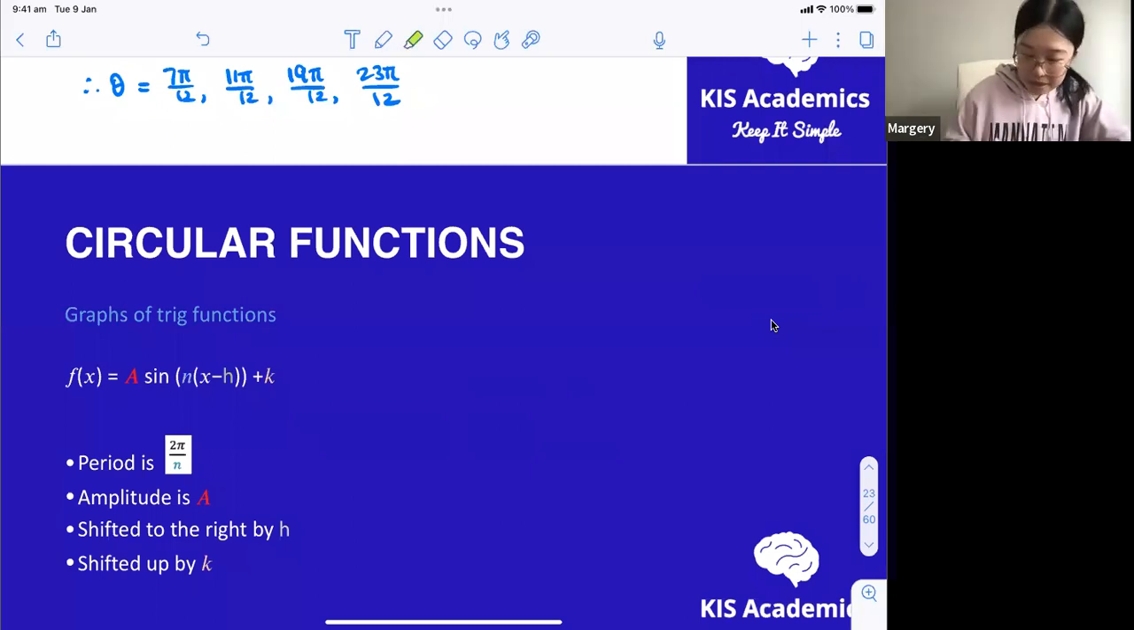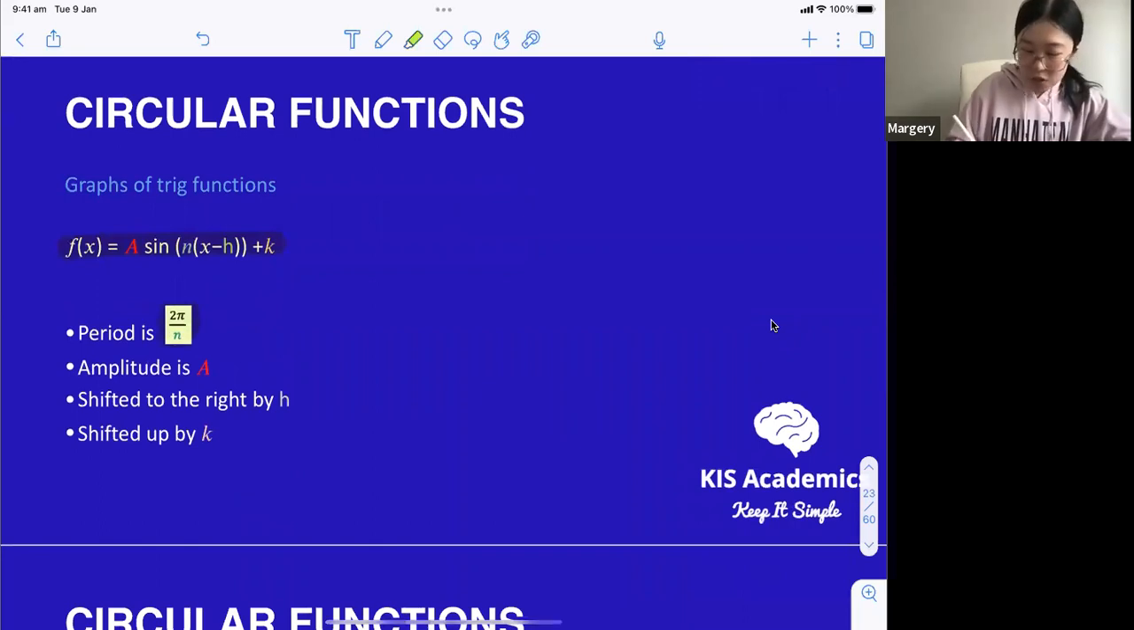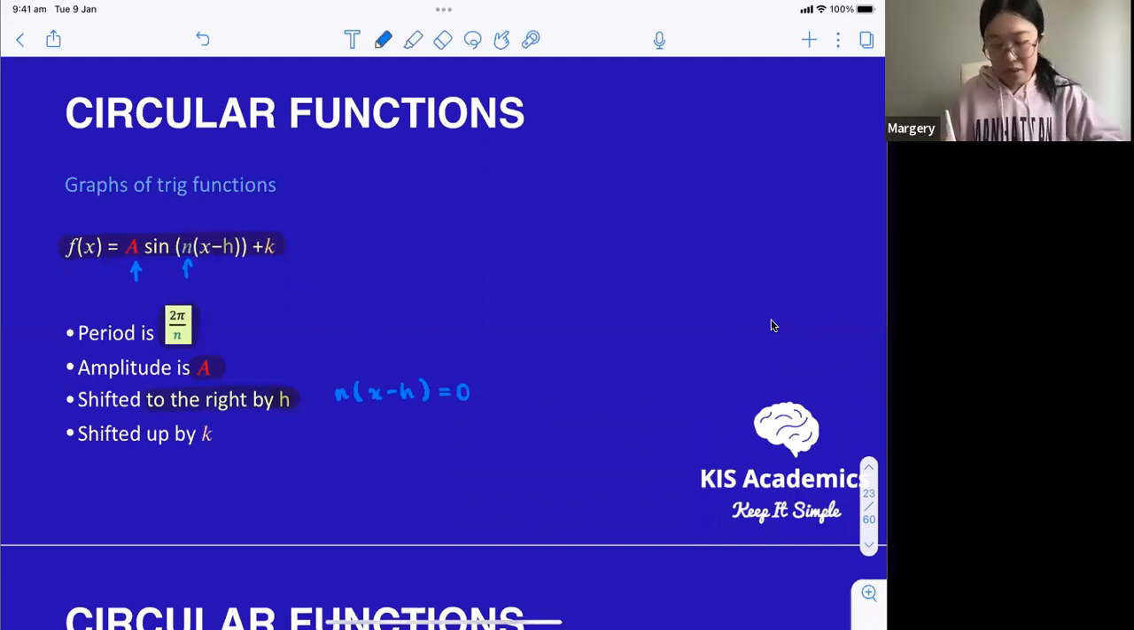So for sketching, we know that the graph of our trig function, if we have something like f of x is equal to a sine n times x minus h plus k, our period is given by 2 pi over n, where n is the number in front of my x. Our amplitude we determine as a, the number in front of my trig function, whether it's sine or cos. The graph is also shifted to the right by h, because if I let nx minus h equal 0 to see what the horizontal translation is, I get x is equal to positive h. So it's shifted to the right by h units. And we've also got a plus k on the end, so we've got a shift of k units up.